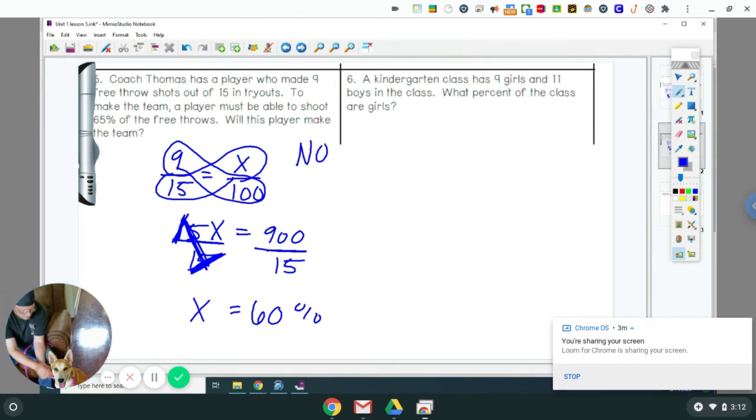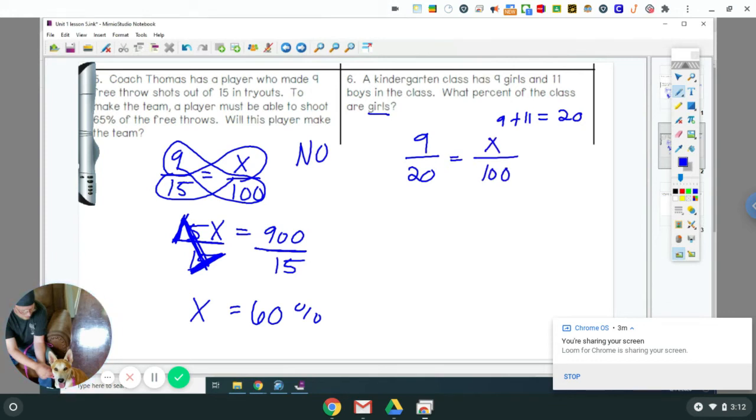Okay, number 6. A kindergarten class has 9 girls and 11 boys. What percent of the class are girls? Well, so I know there's going to be 9 girls out of not 11, but the total. So to do that, you have to do 9 plus 11, which is 20. So there's 20 kids in this class. We're going to set it equal to x over 100.